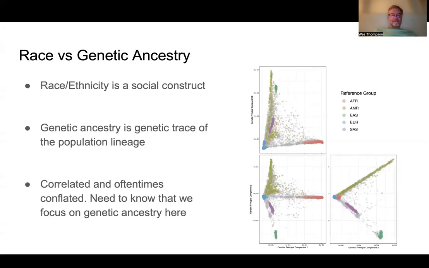Just to point out things that might be obvious, but just to be clear about this: race and ethnicity are a social construct. Genetic ancestry is a genetic trace of the population lineage. They're correlated with each other, but they're not at all identical to each other. It's easy to conflate race and ethnicity with genetic ancestry, but they are not the same thing. So just to be clear, when I'm talking about controlling for genetic ancestry, I'm not talking about controlling for race or ethnicity. I'm talking about controlling for allele frequency differences of people who have ancestries that originated in different parts of the planet.